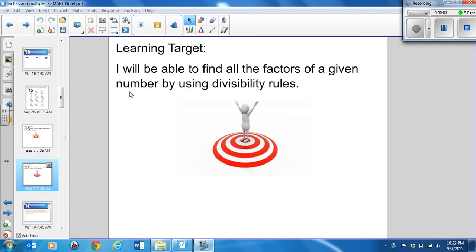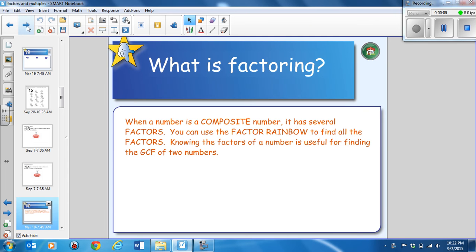Your learning target today is that you'll be able to find all the factors of a given number by using the divisibility rules. So what is factoring? When a number is a composite number, it has several factors. You can use the factor rainbow to find all the factors. Knowing the factors of a number is useful for finding the GCF of two numbers, or greatest common factor.